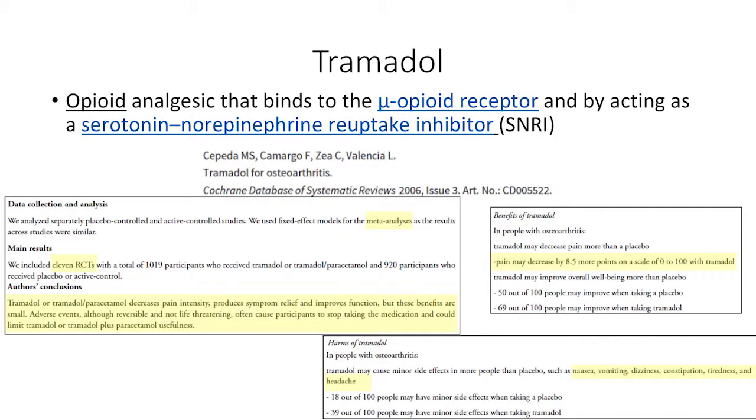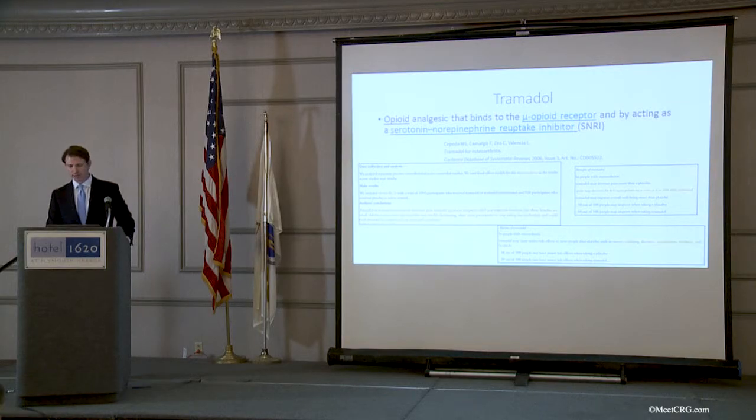So Tramadol would be the next step. This is an opioid analgesic that works both on binding that opioid pain receptor in the spinal cord, but then also acting as a serotonin norepinephrine reuptake inhibitor. And there has been some good evidence behind this in reducing pain and improving function. This can come with some side effects such as nausea and vomiting.